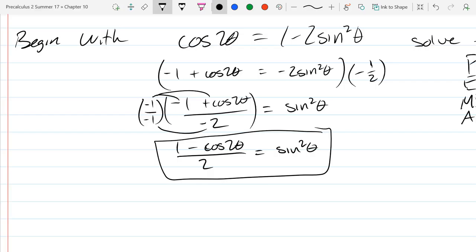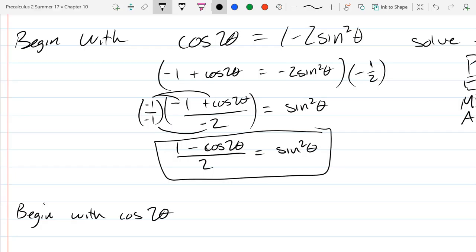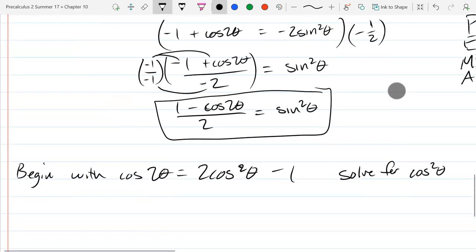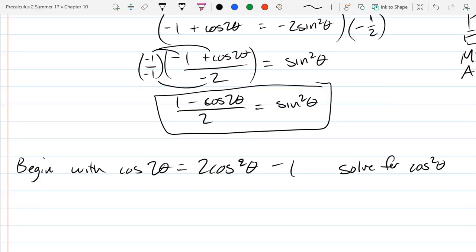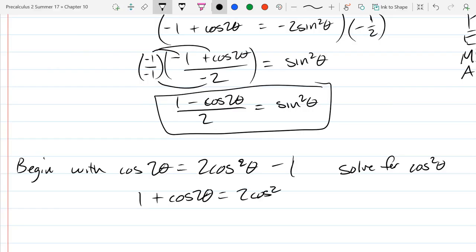What we're going to do now is use the other two forms. So I think the other one, minus 2 is 2 cos squared theta minus 1. Solve for cos squared theta. So add 1 to both sides, and multiply by 1/2. Or divide by 2.